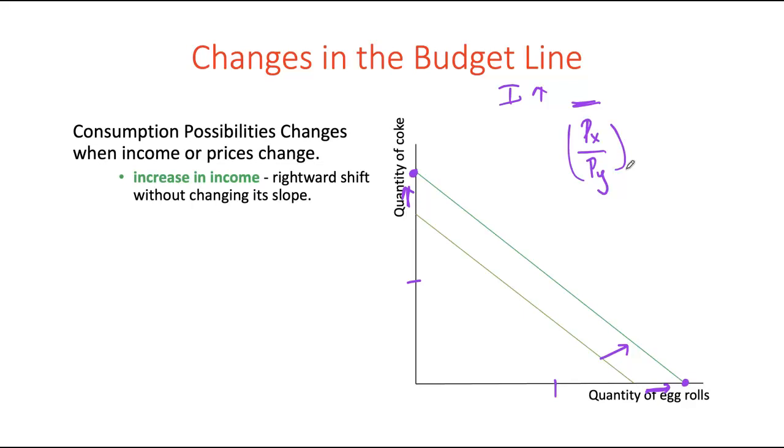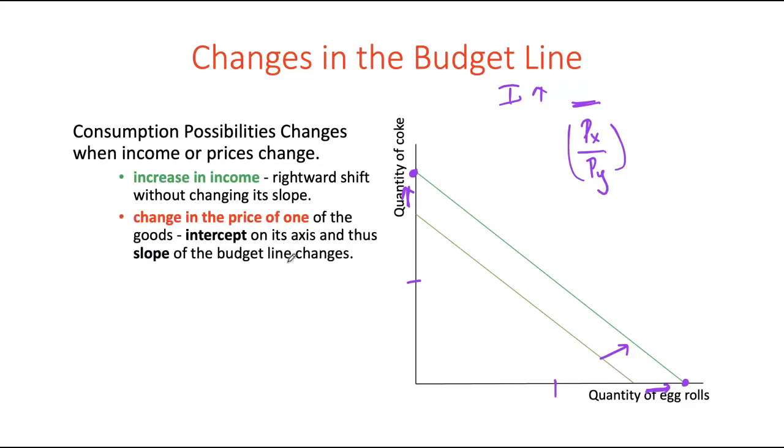Another alternative to change in the budget line could be when there's a change in the price of one of these two goods. So let's assume we have an increase in the price of egg rolls. So income is the same, it's still $20, but price of egg roll goes up.